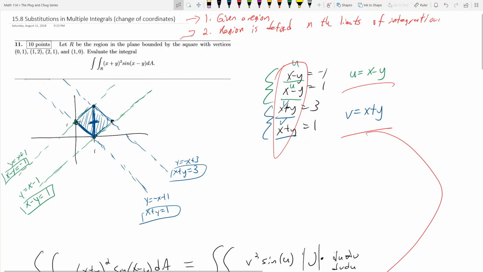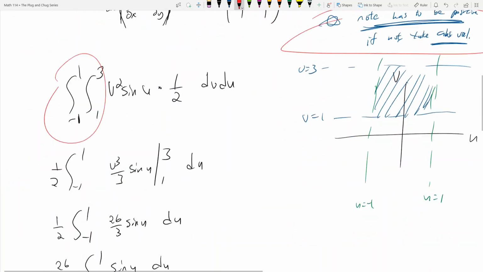Welcome back to Chapter 15.8, Substitution in Multiple Integrals, or Change of Coordinates. It's more commonly called Change of Variables integration. So instead of change of coordinates, think of it as change of variables integration. Now we're on the second video, where the region is defined in the limits of integration. So let's jump to that problem.